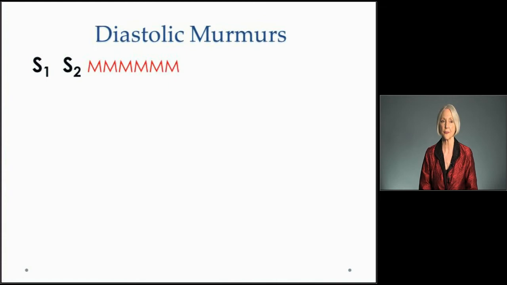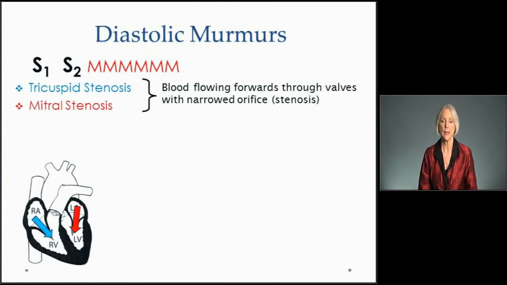These are heard after S2 because S2 is the onset of diastole. So it's lub-dub psh, lub-dub psh. You hear the murmur after S2. Think again about when the ventricle is in diastole, its job is to fill. Where does it fill from? It fills from the atria. So if the tricuspid or mitral valves are stenotic, that will present as a diastolic murmur, which is blood flowing through the valve that is supposed to be open.